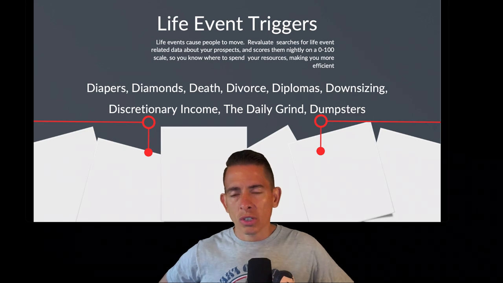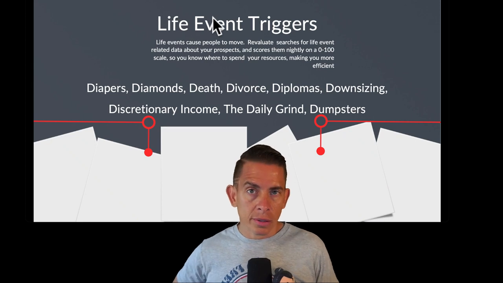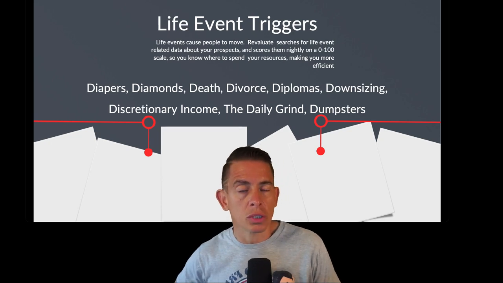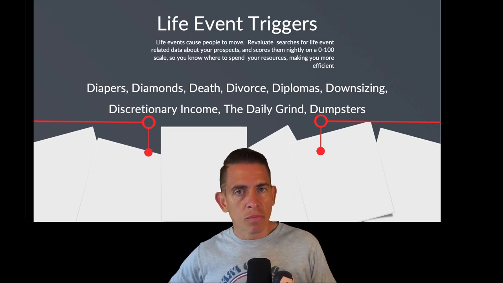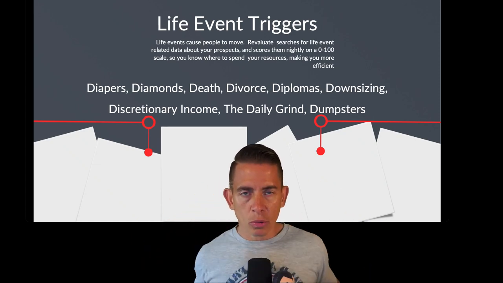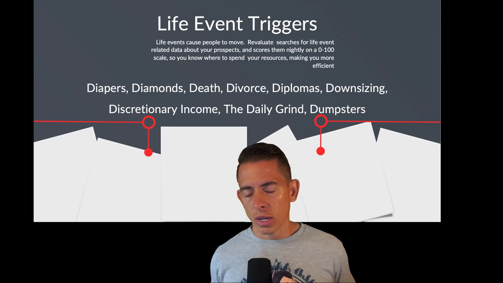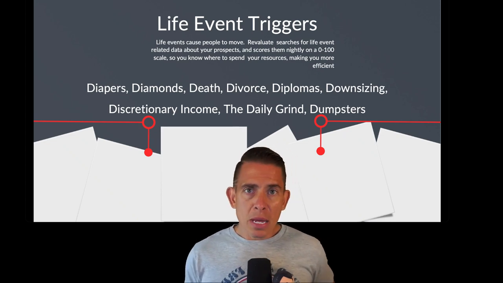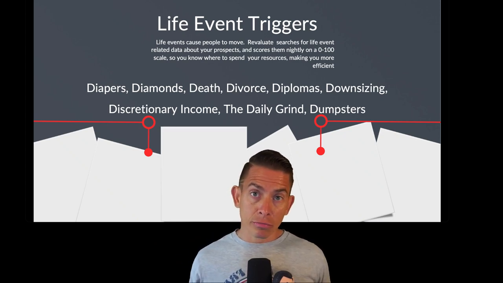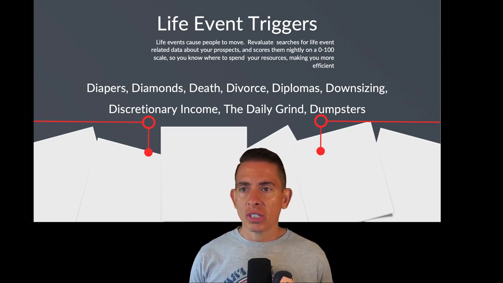You should know, diplomas, meaning somebody graduates. What happens? They need to get a better job and probably buy something. Or if the kids are going off to school, that means there's an emptier house. If people are getting divorced, you understand that. Death, you understand that. Diamonds, somebody's getting engaged. That's two people coming together. Typically, they have to sell something if they have stuff, or they're going to buy a house together, right? And then diapers, obviously. Baby in a baby carriage, and they need a bigger house. All of these things within your database are happening every single day.